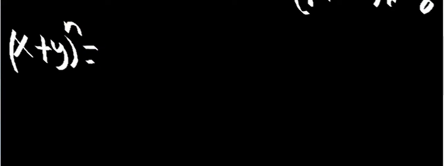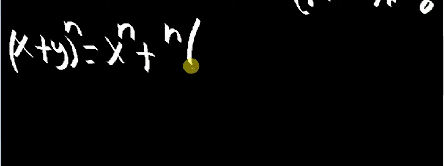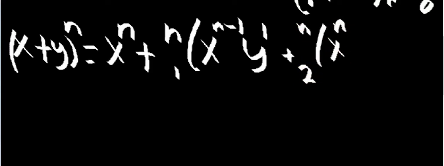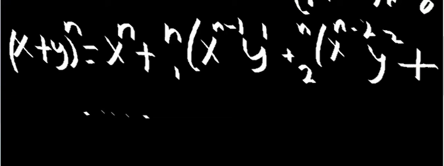So let me just write it here. We have x plus y to the power n, and it is defined as x to the power n, plus n combinatorial 1, then x to the power n minus 1 as we discussed before, and y power 1. Then I have plus n combinatorial 2, then x to the power n minus 2, then y squared, and then I go on, there should be a plus here, until I reach y power n.